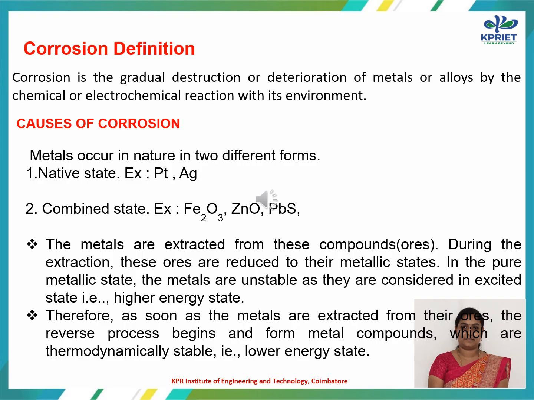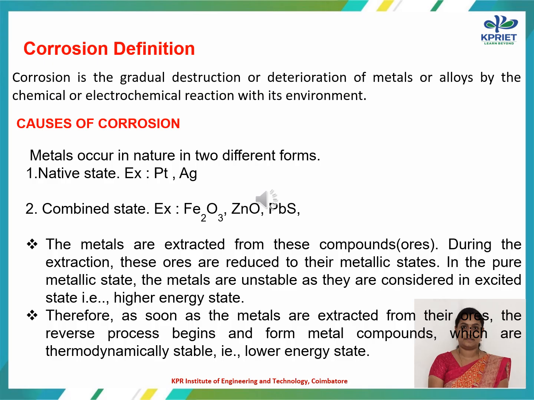Corrosion is defined as the gradual destruction or deterioration of metals or alloys by the chemical or electrochemical reaction with its environment. Why does corrosion occur? Metals occur in nature in two different forms. One is the native state, for example platinum and gold, which exist as native metals. The other is the combined state, where the metals combine with other elements to form compounds.